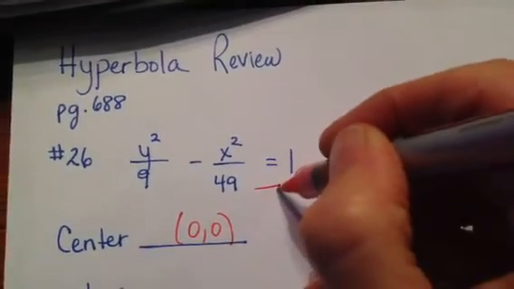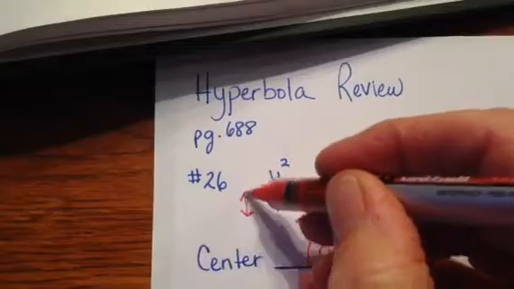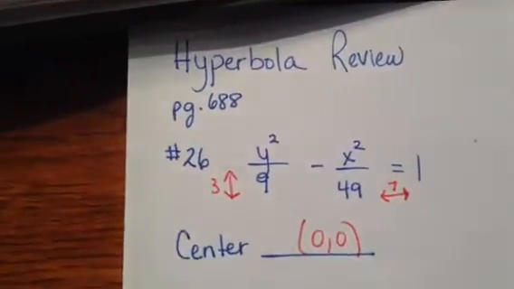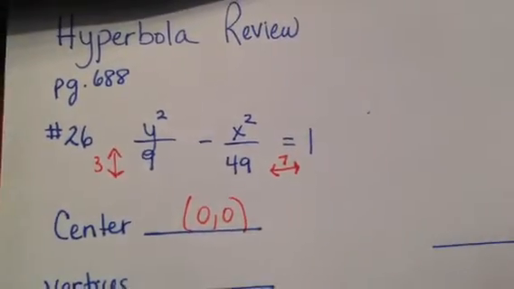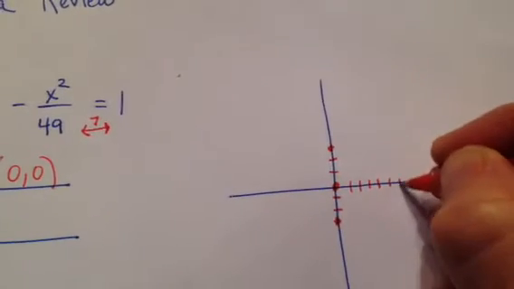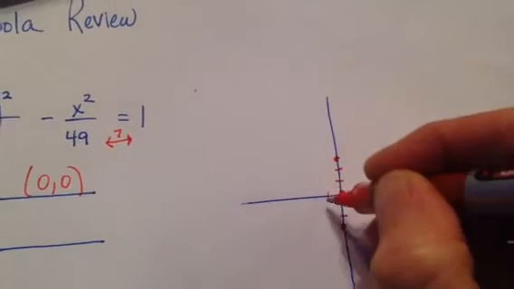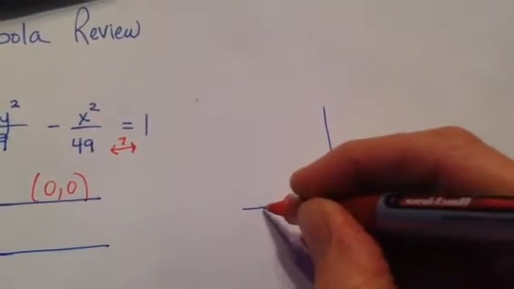So let me go ahead and do this like I did in class. We're going to go back and forth 7. Here I went up and down 3. So I like to kind of show it like that. So I'm going to go 1, 2, 3, 4, 5, 6, 7. 1, 2, 3, 4, 5, 6, 7.